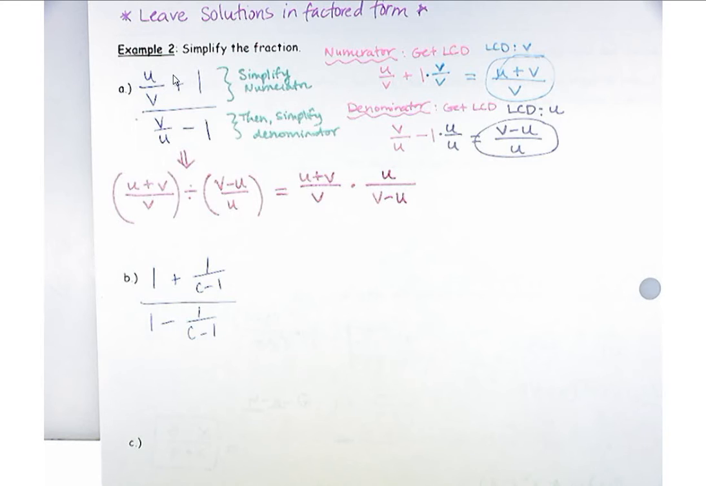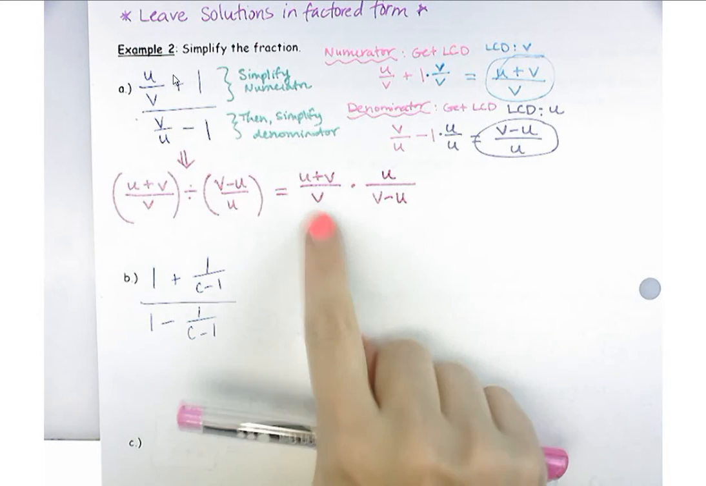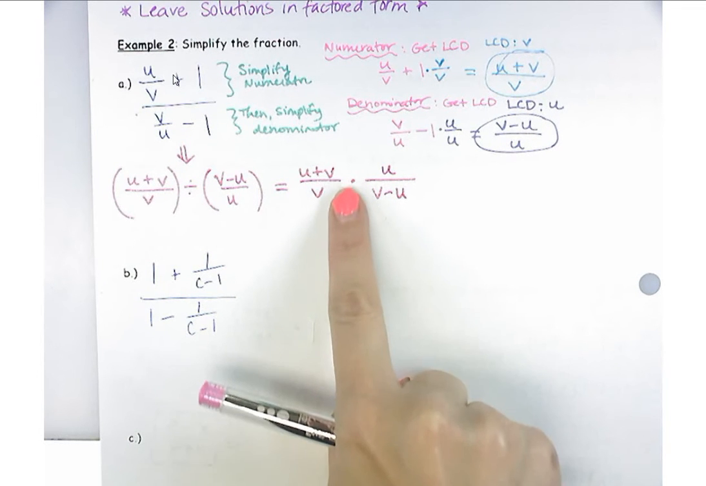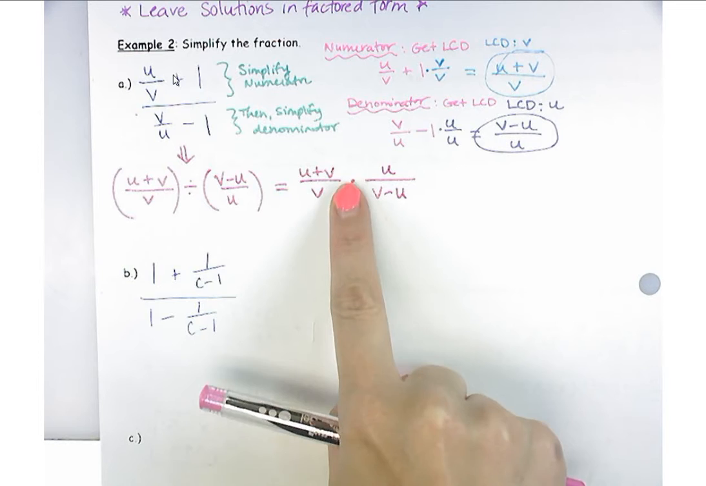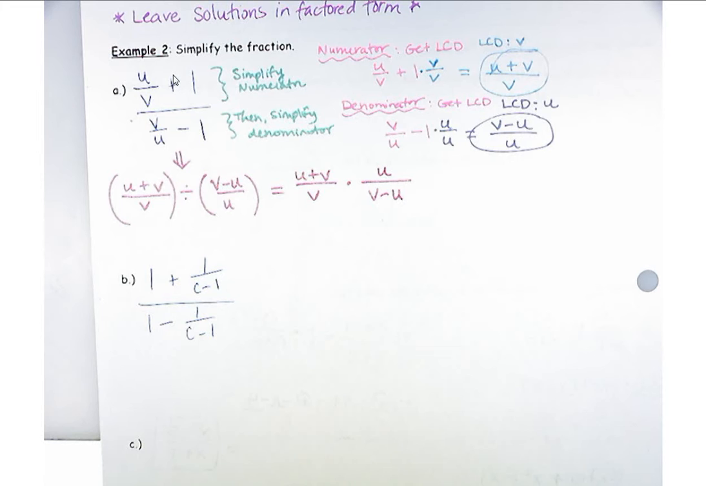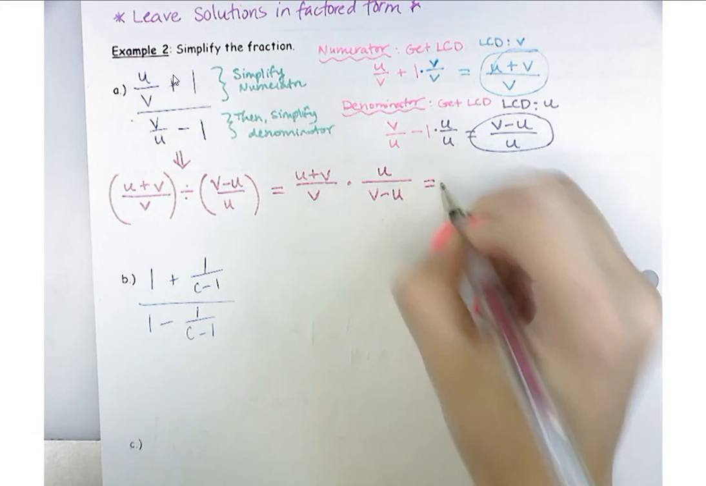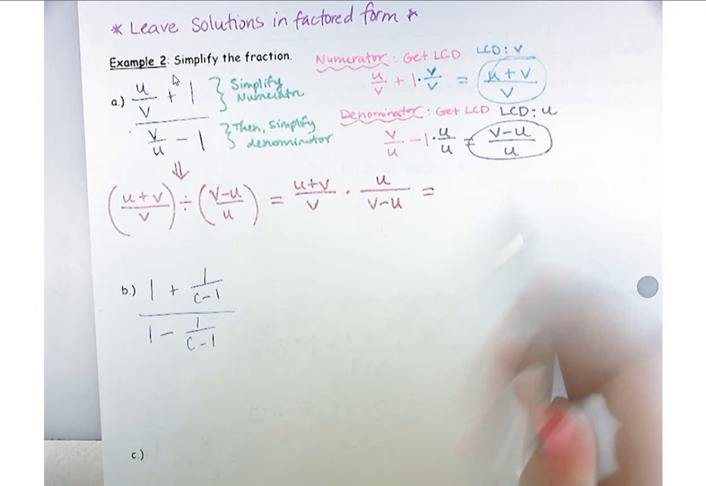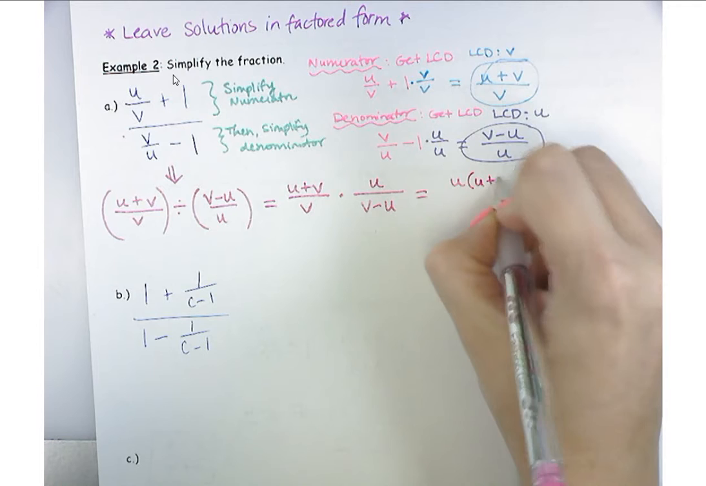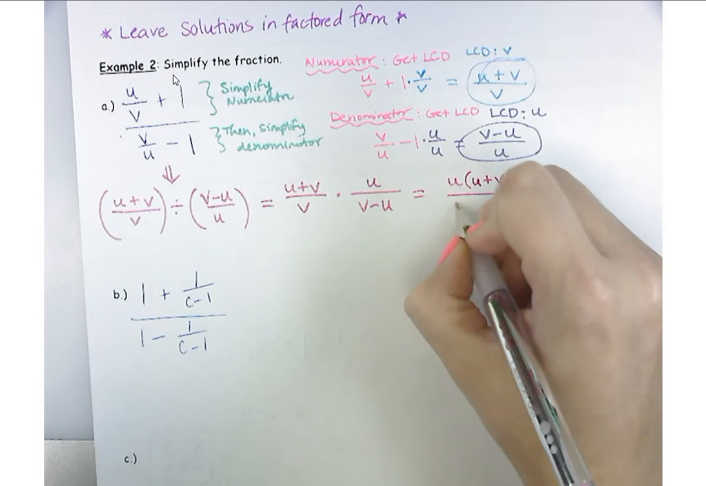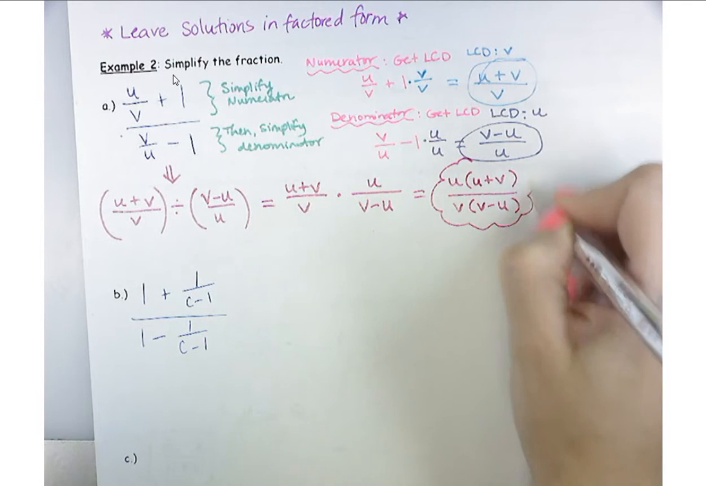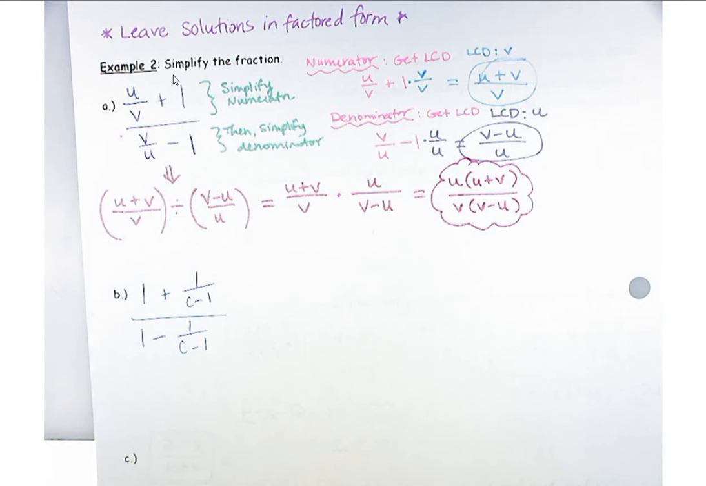Sometimes you're going to have cancellations, sometimes you're not. I have u plus v, I have v minus u. If I factored out a negative, would that be u plus v? No, the u would be positive if I did that, but then the v would be negative. So I'm not able to cancel those out. Now remember, we said we're leaving your solutions in factored form. So I'm going to leave this as u times u plus v on the top over v times v minus u. And that's my final answer in factored form.